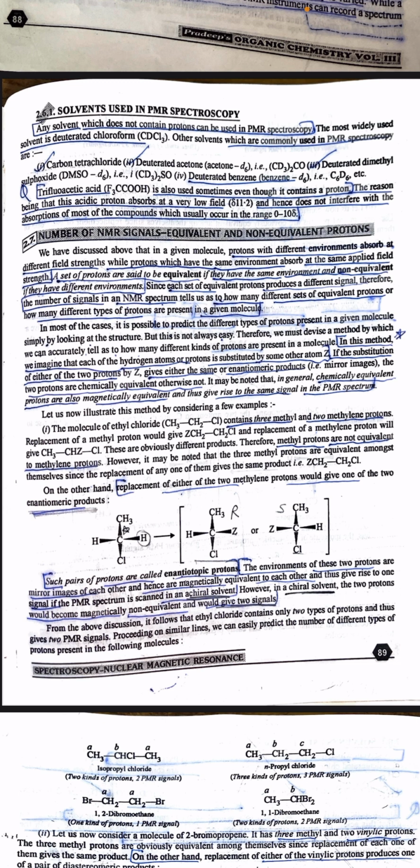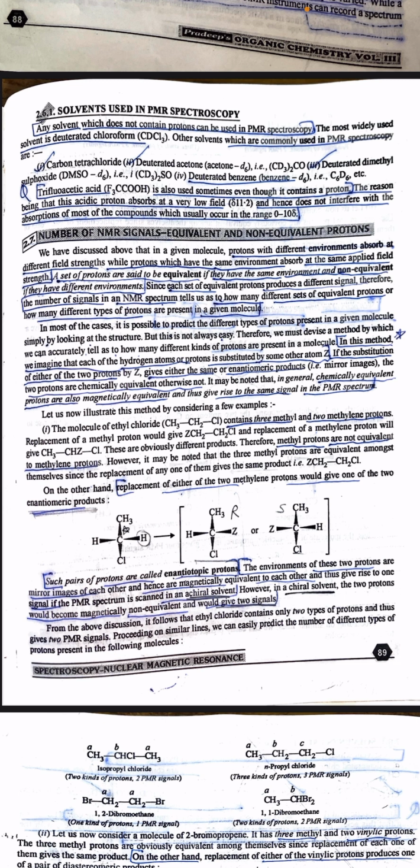Let's now illustrate this method by a few examples. The molecule of ethyl chloride contains 3 methyl and 2 methylene protons. Replacement of a methyl proton would give ZCH2CH2Cl, and replacement of a methylene proton will give CH3CHZCl. These are obviously different products, therefore methyl protons are not equivalent to methylene protons.